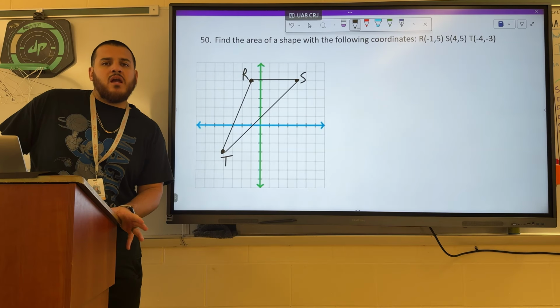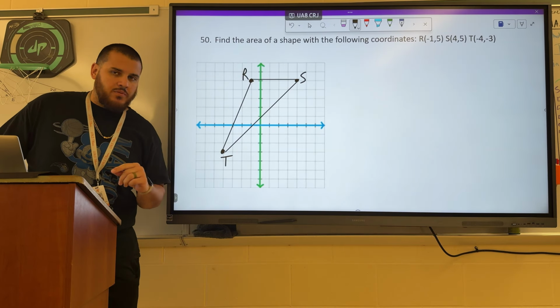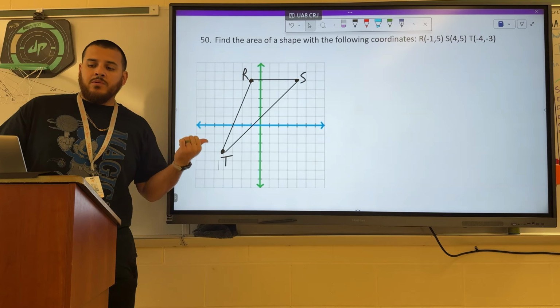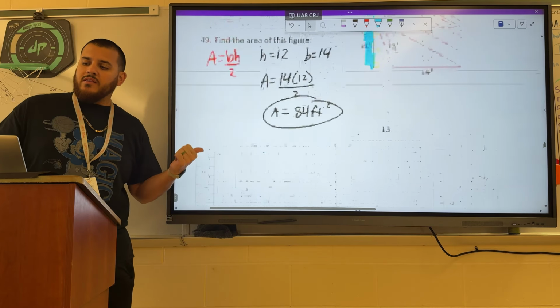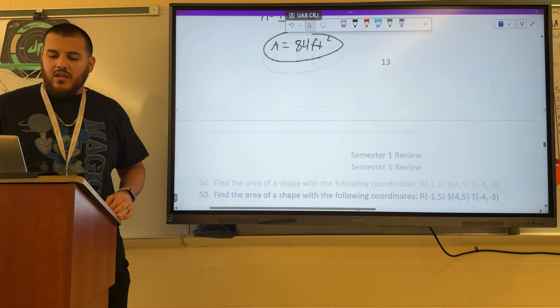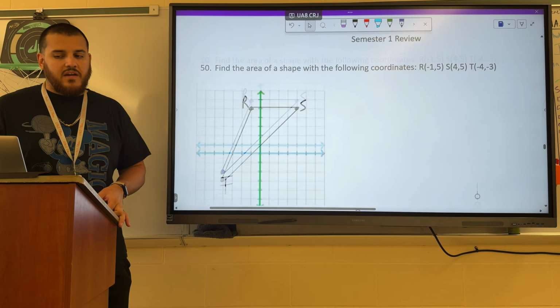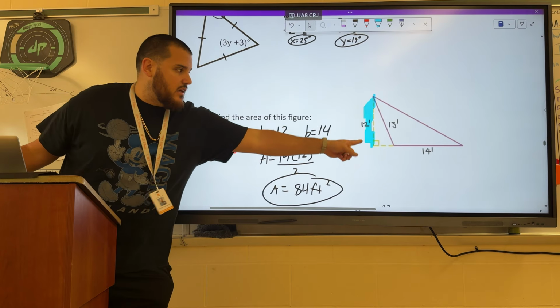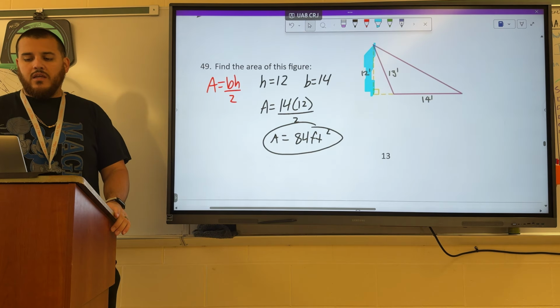Example 50 is reviewing the area of a triangle again. We're just on a coordinate plane this time, and we're actually able to solve for the area here the same way that we did for this triangle. Even though our triangle's kind of leaning, where our height doesn't look like it's pretty defined, we can find it actually outside of our triangle, just like that 12 feet there.